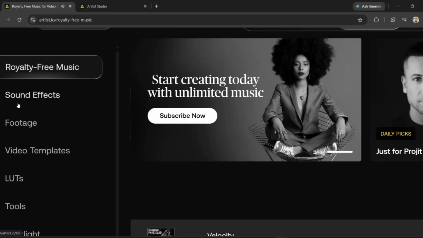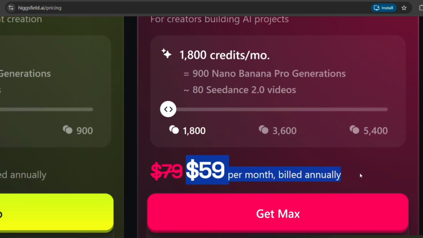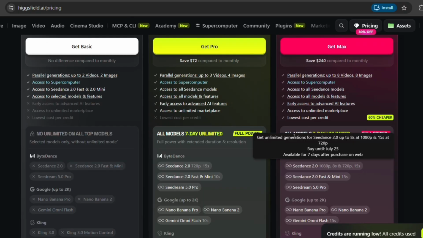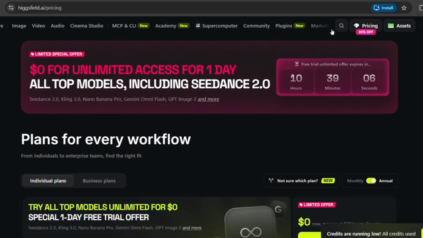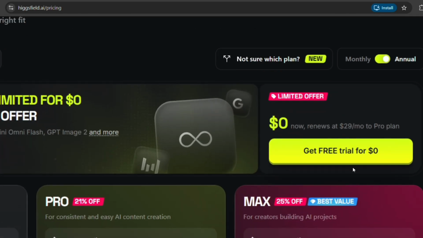Here's where I think a lot of people waste money. They buy Higgsfield expecting it to replace their editing tools, or they subscribe to Artlist expecting AI to generate videos for them. Then they end up disappointed. Not because either tool is bad, but because they bought the wrong tool for the job.